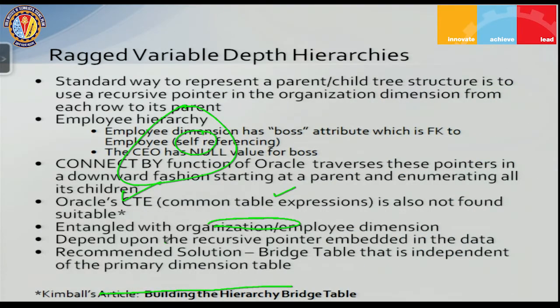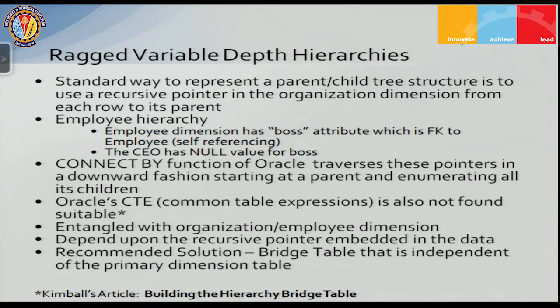We'll talk about two solutions. The standard way to represent a parent-child tree structure is to use a recursive pointer in the organizational dimension, from each row to its parent. Say, for example, an employee hierarchy. The employee dimension has a boss attribute, which is a foreign key to employee itself. So it's a self-referencing relation. Let me tell you what self-referencing relations are.